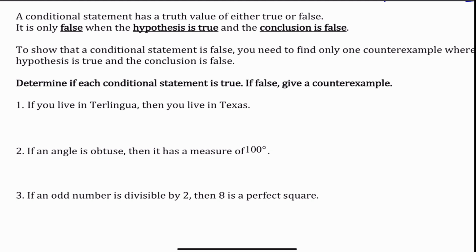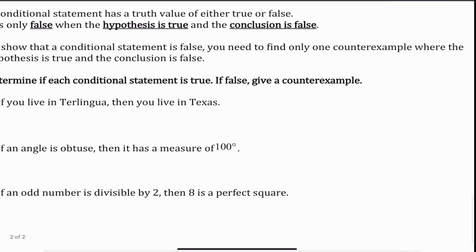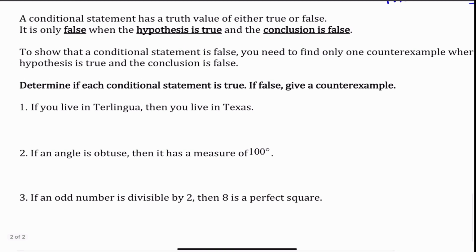A conditional statement has a truth value of either true or false. It is only false when the hypothesis is true and the conclusion is false. To show that a conditional statement is false, you need to find only one counterexample where the hypothesis is true and the conclusion is false. Determine if each conditional statement is true. If false, give a counterexample. Number 1, if you live in Terlingua, then you live in Texas.